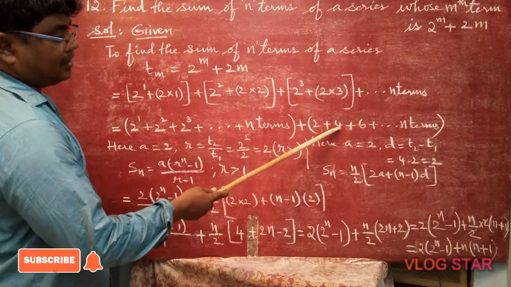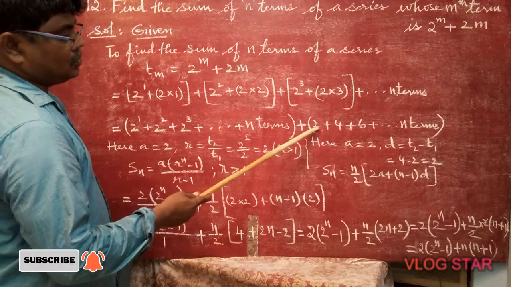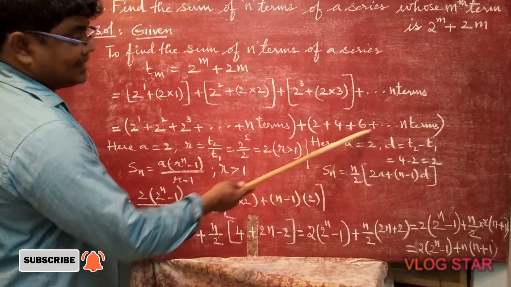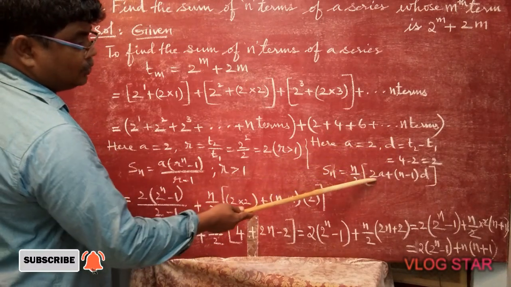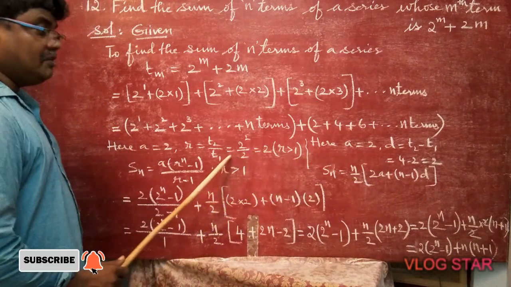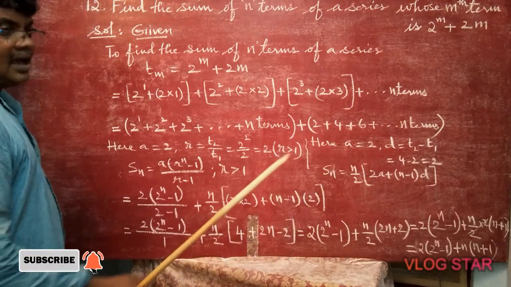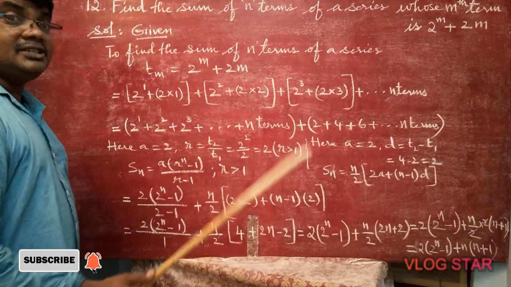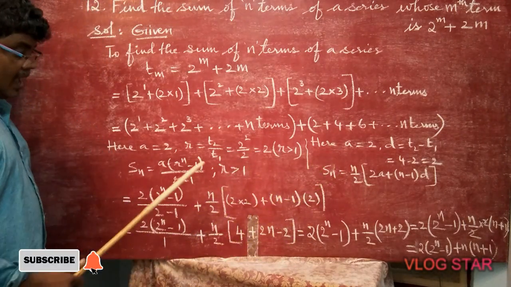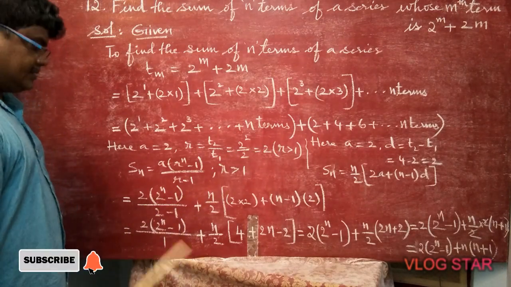So I am coming to AP. T2 minus T1: 4 minus 2 is 2, 6 minus 4 also 2. So it is in AP. Next, sum of n terms of an AP: n by 2 into 2a plus n minus 1 into d. In one problem only, GP we got, AP we got. So be careful. Check the series or sequence, whether it is a GP series or an AP series. Here r and d only can decide which series.